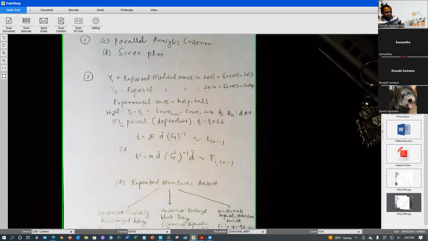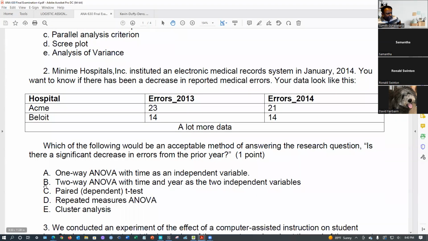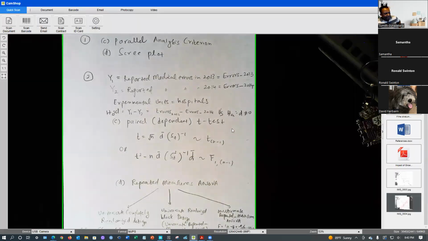Then for that one, it is parts C and D. What are parts C and D? In C, if C means the paired dependent test, you can utilize this paired dependent t-test.